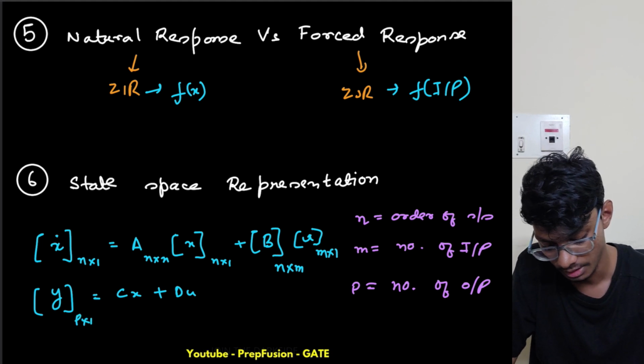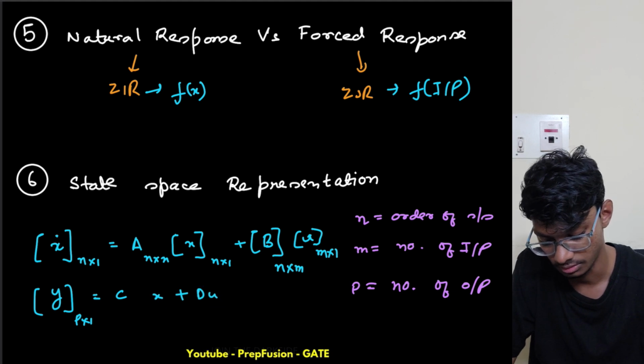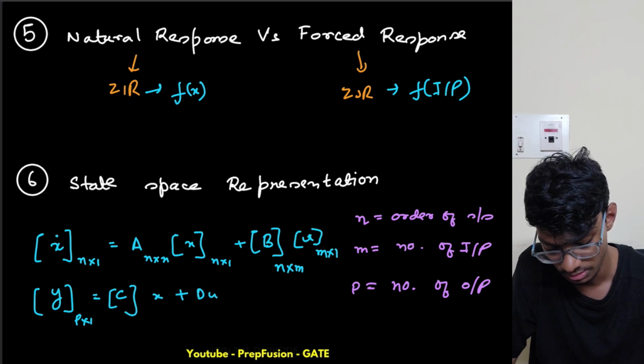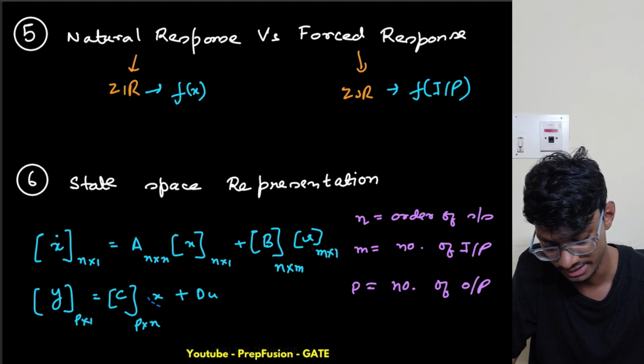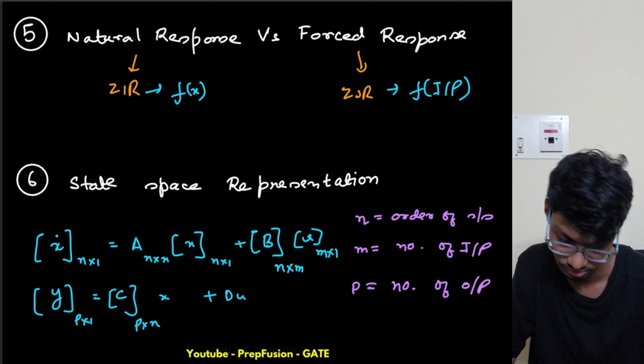And this c, what is the order of c? C is p cross n, because x has n cross 1 order, right? X has n cross 1 order.